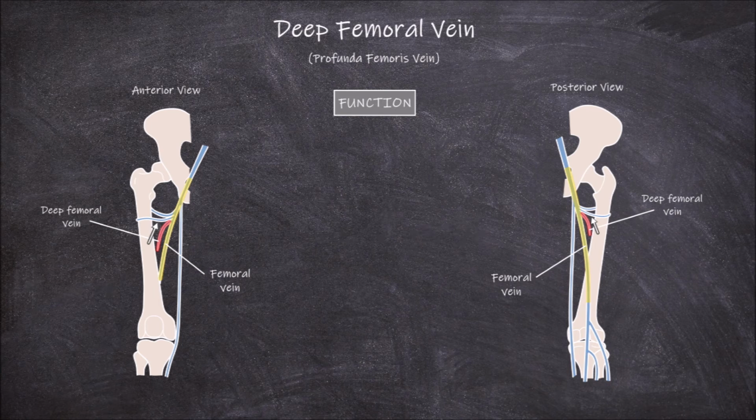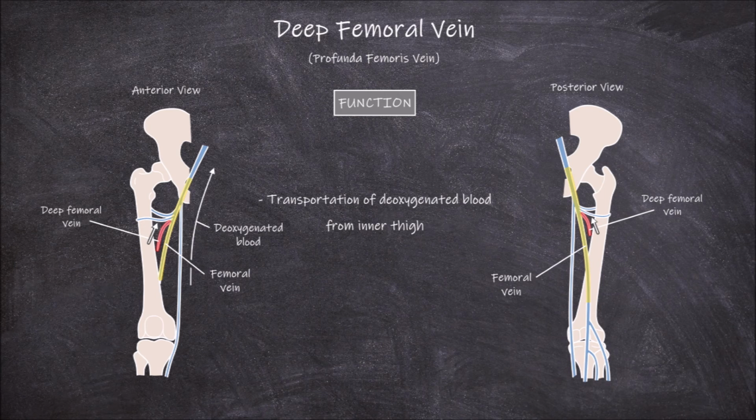What is the function of this vein? This vein's main function is in the transportation of deoxygenated blood from the inner thigh to the femoral vein as it makes its way back to the heart.